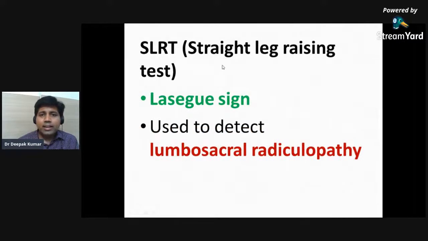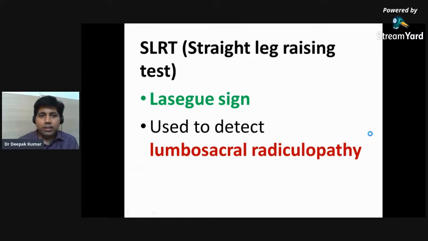See, first thing is the straight leg raising test. Most of us know these things. It is also called the Lasègue sign. I don't know whether I pronounced it correctly, but the spelling is accurate. And it is used to detect lumbosacral radiculopathy. These are two things that are known. And what is the pareidolia?